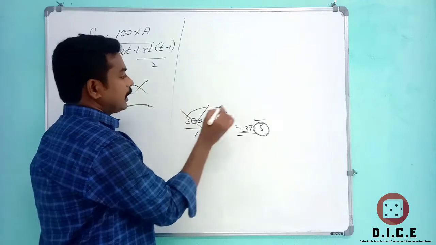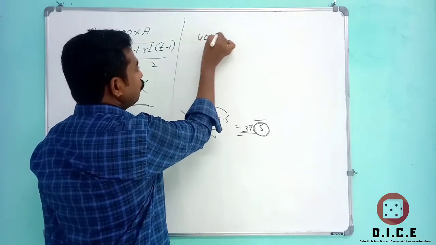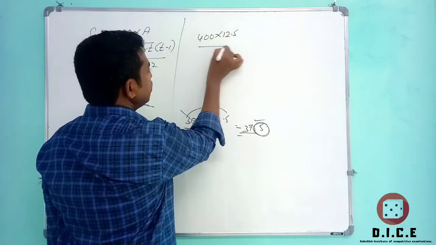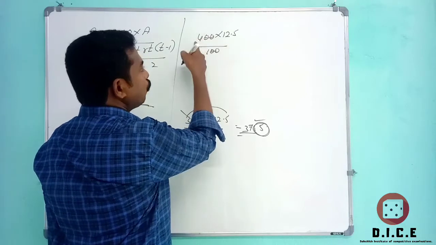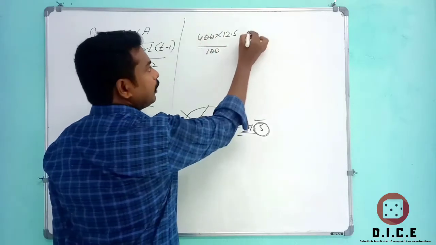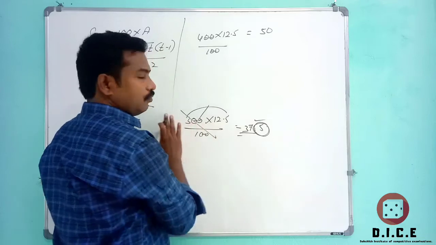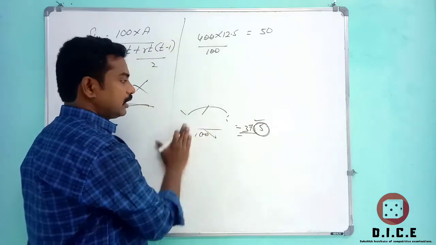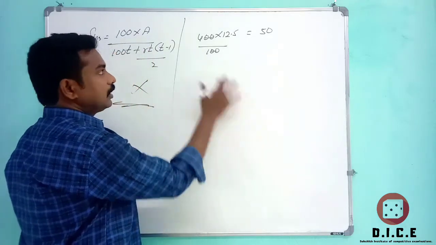Now if you see the second option, that is 400. 400 into 12.5, the 00 gets cancelled. 4 12s are 48, and 48 plus 2 is nothing but 50 rupees, that is the interest. So let us consider that 400 is your option.